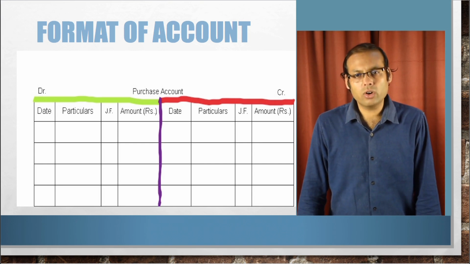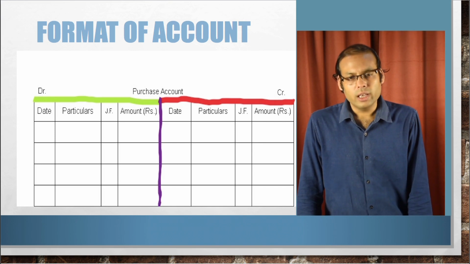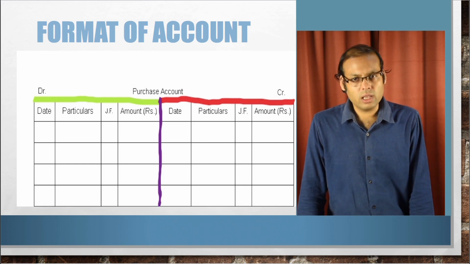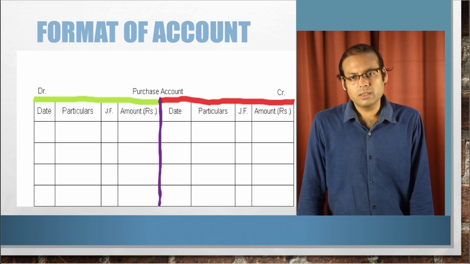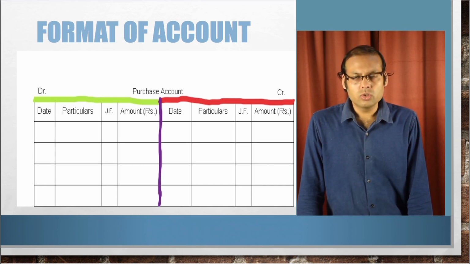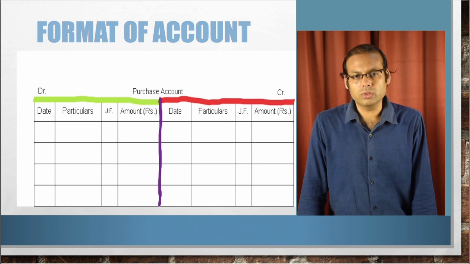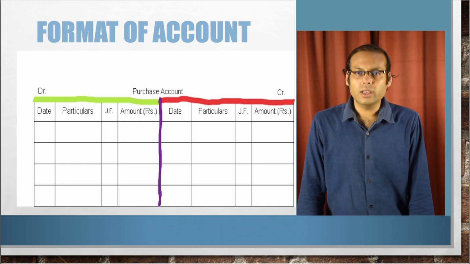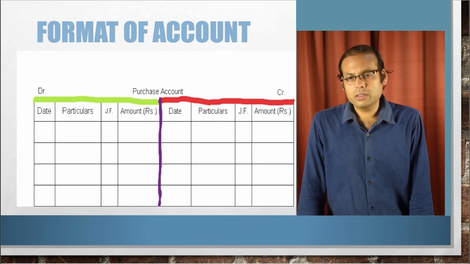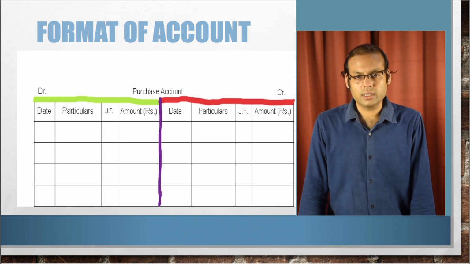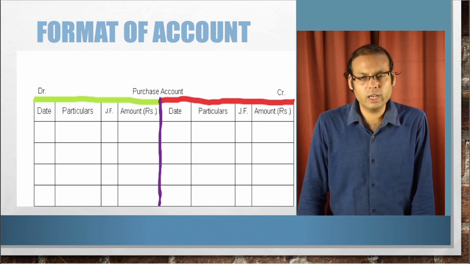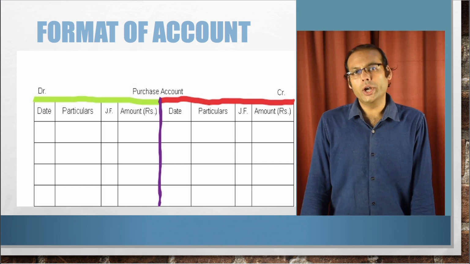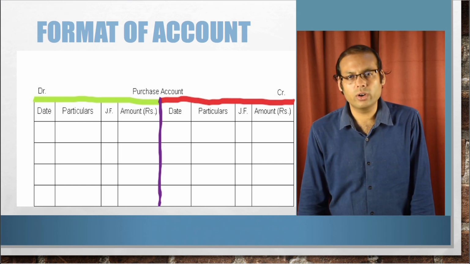Generally we keep the records in this particular format. Here we have written date, particulars, JF, amount, and the same thing we have recorded on the other side, that is date, particulars, JF, amount. So there are two sides of an account. One side is debit and the other side is credit. We have written it as DR, that indicates debit, and on the other side we have written CR, that is credit. And the same things, the columns are the same, date, particulars, JF, amount. Again on the other side, date, particulars, JF, amount. And this is the particular format that we follow in recording the transactions.